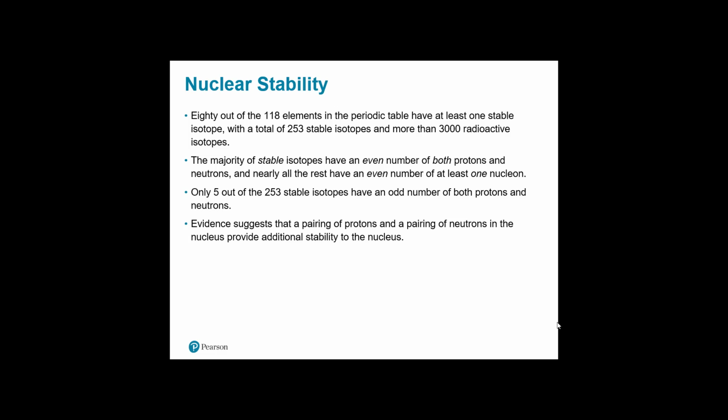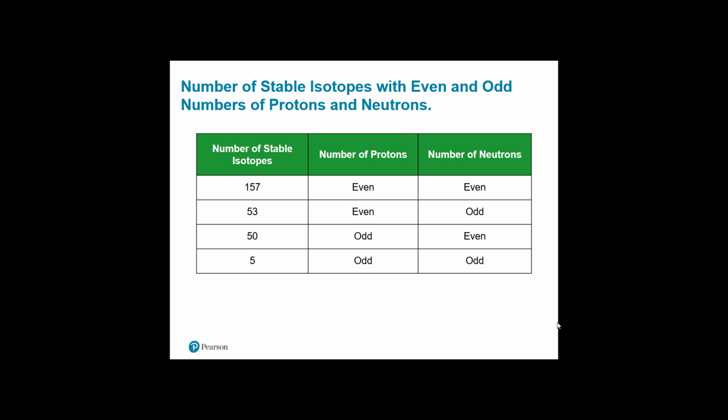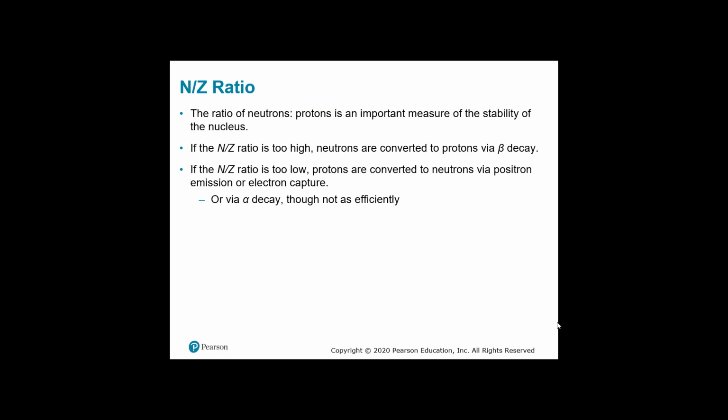The majority of the stable isotopes have an even number of both protons and neutrons. And I think I have it on this page. Yeah, you can see that this shows you how many isotopes have an even number, and then it starts breaking it down where it's even-odd, odd-even, and then odd-odd.